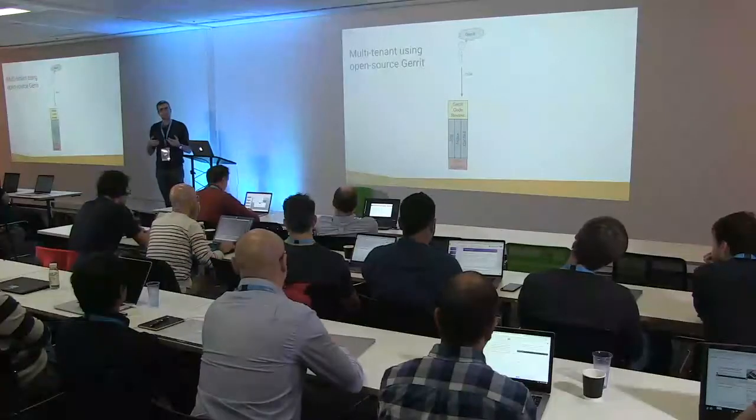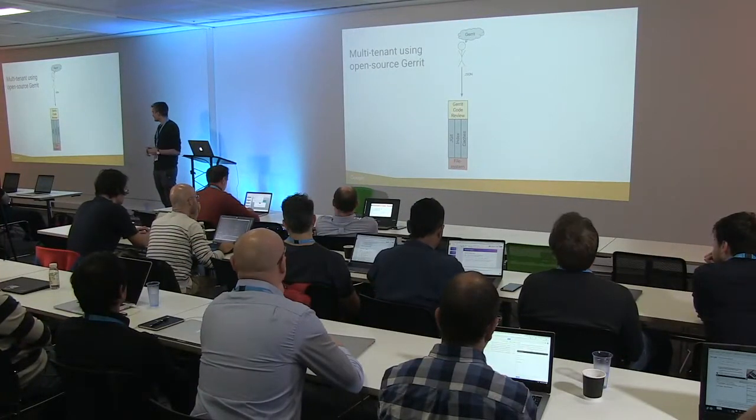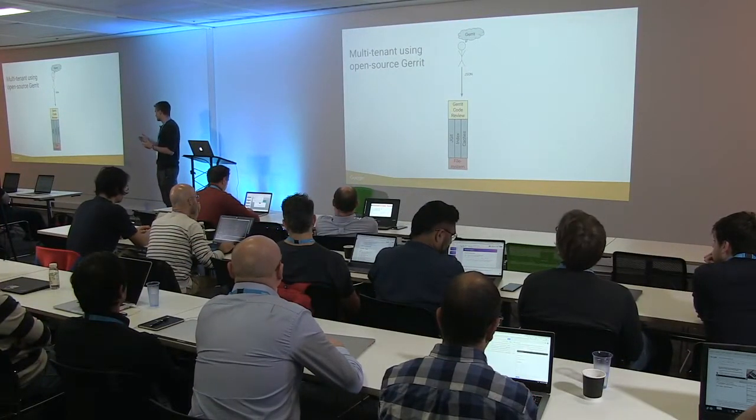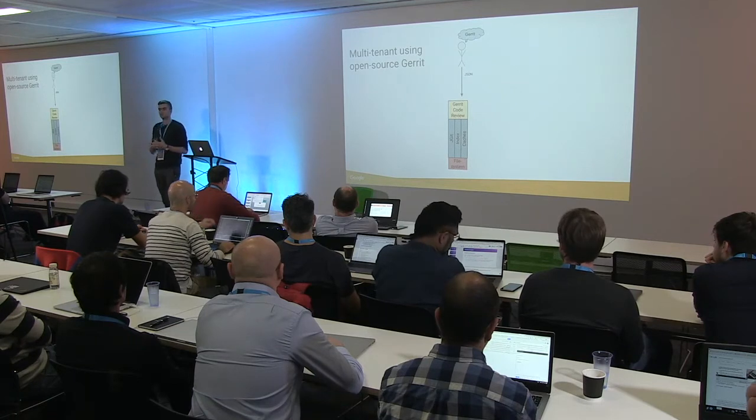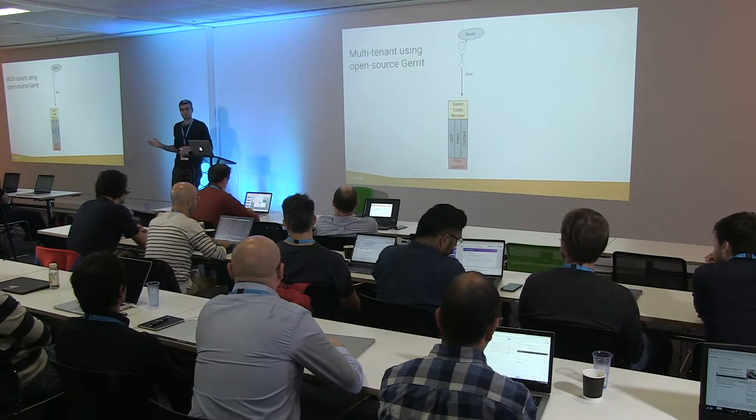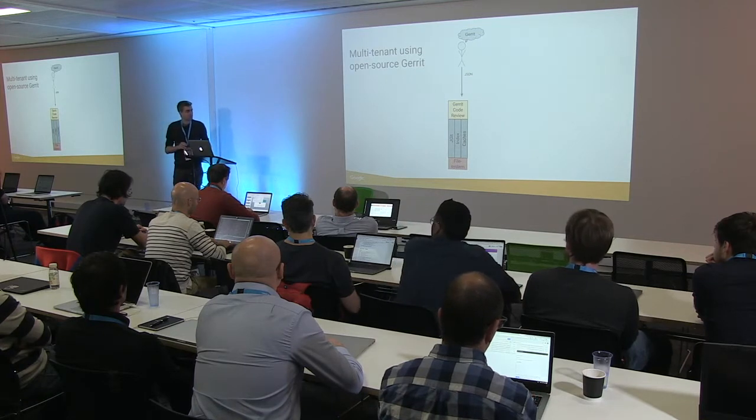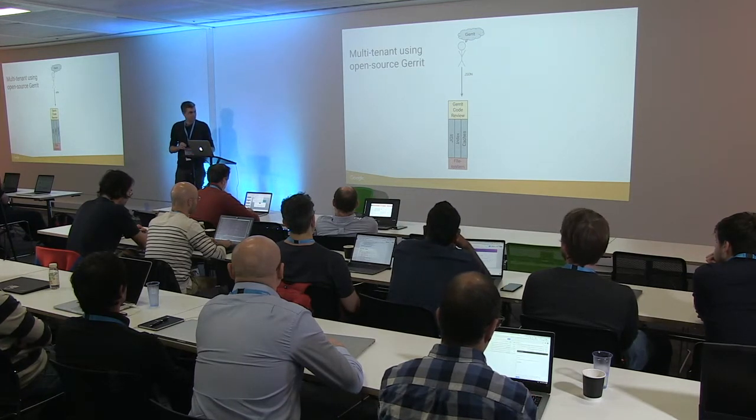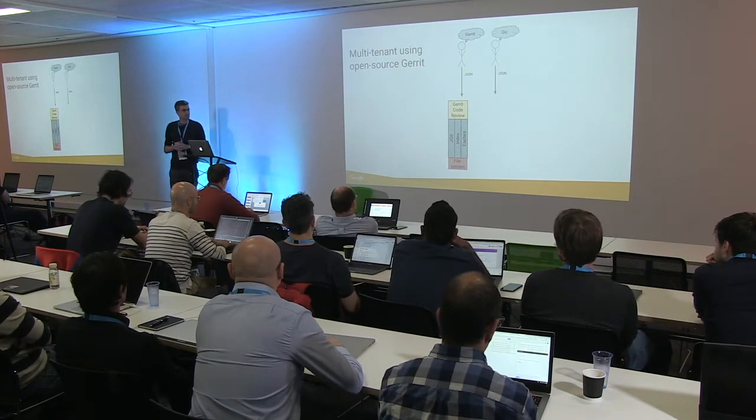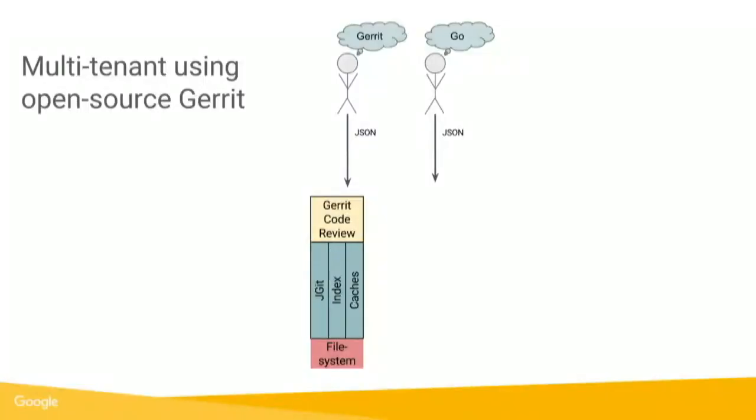JGit is heavily based on the file system. The index is based on the file system in the end, and some of the caches are in memory, and some of the caches are based on the file system. So now you have a friend, and the friend wants to access go-review.googlesource.com. What are you going to do?